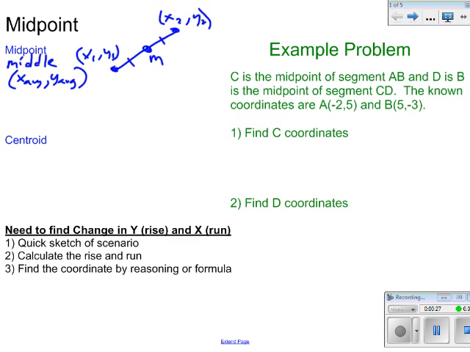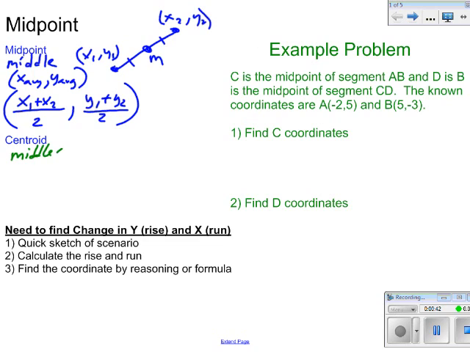Now the formula, again, it's just the average, so it's a coordinate, so you always have to put the parentheses and the comma in the middle, and it's x1 plus x2 divided by 2, because you have 2 points, and y1 plus y2 divided by 2.